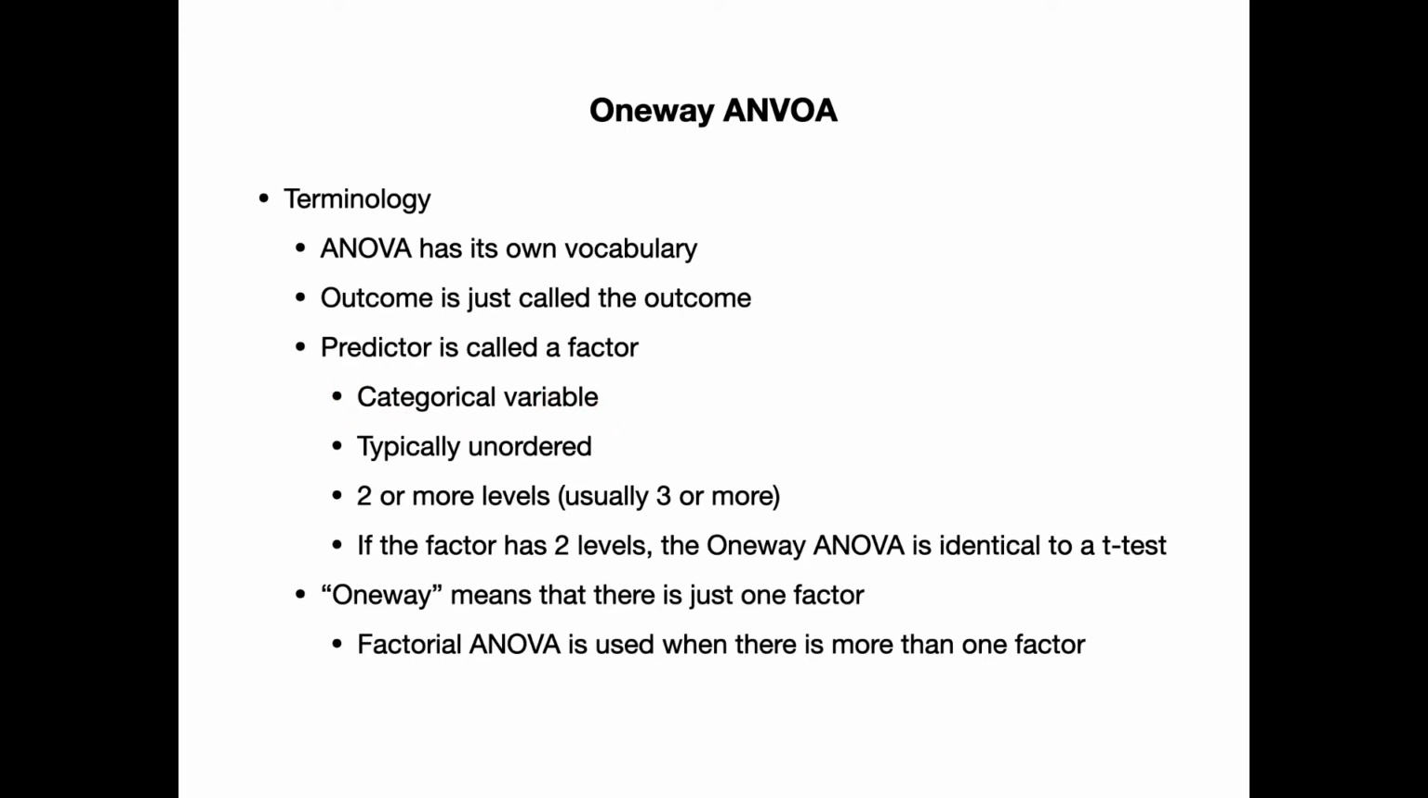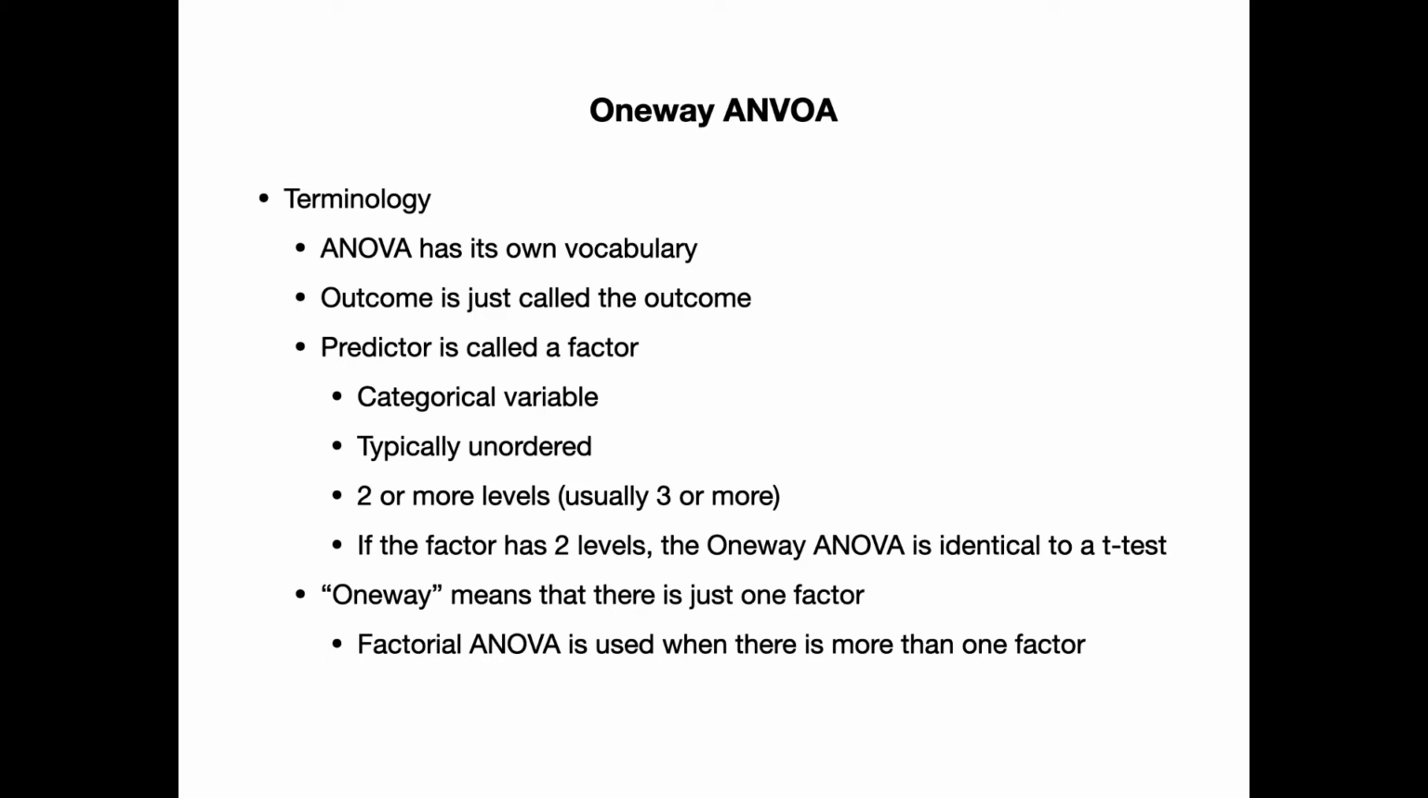And in ANOVA, the factors are all categorical variables. There is something called analysis of covariance that allows you to combine categorical and continuous variables. But for our purposes, with one-way ANOVA, we're just dealing with categorical variables. Not always, but the categorical variable is typically unordered, something like treatment condition. And then usually you have 3 or more levels in your factor. You only technically need 2 levels, and if you only have 2 levels, then your ANOVA is just a t-test.